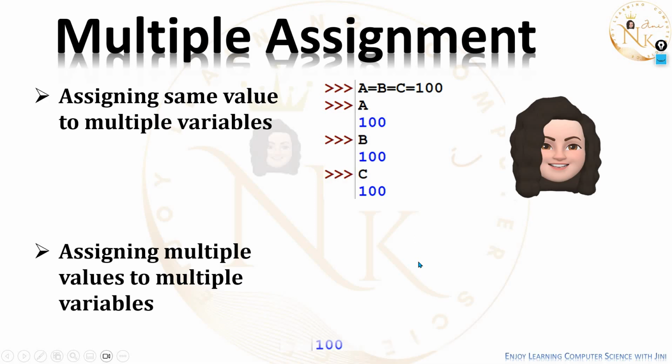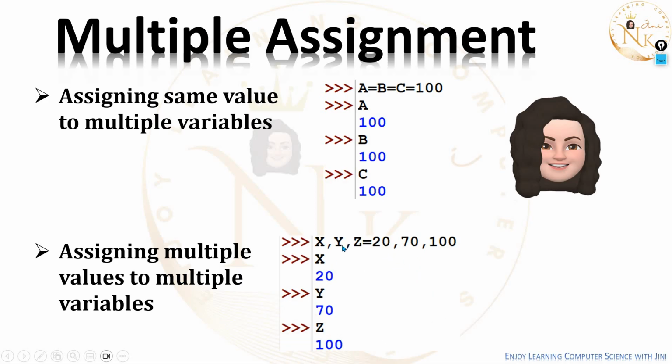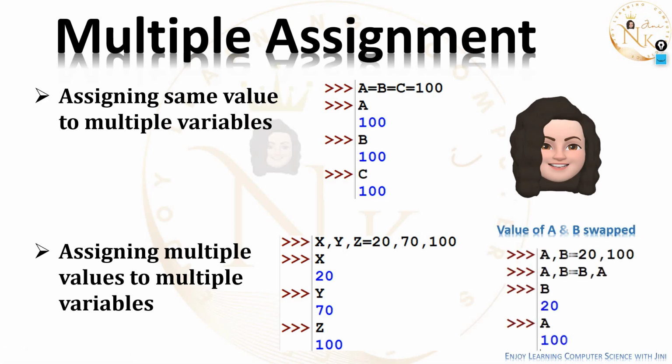Let's take 3 variables and assign 3 values. So x, y, z is equal to 20, 70, 100. So 3 variables, 3 values. The first value will be assigned to the first variable, second to the second variable, third value to the third variable. So this is how you have to assign multiple values to multiple variables.